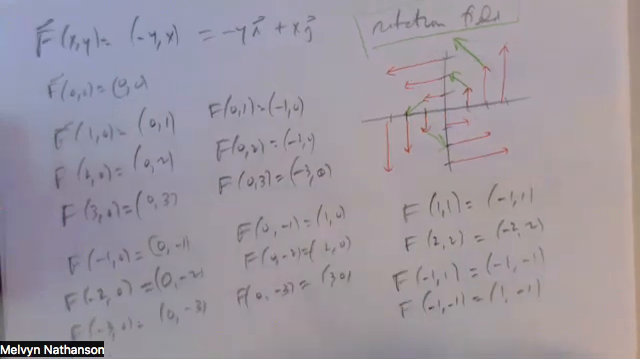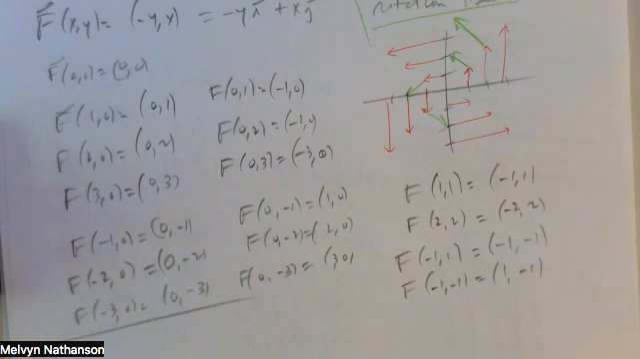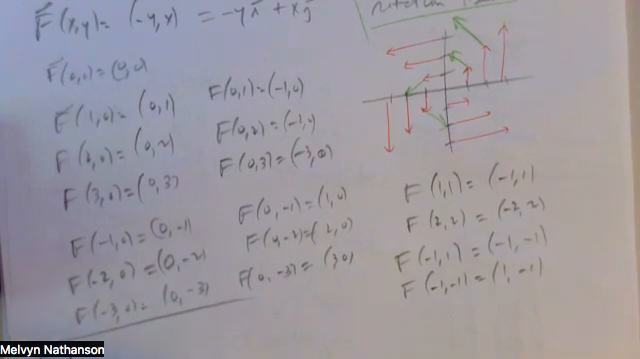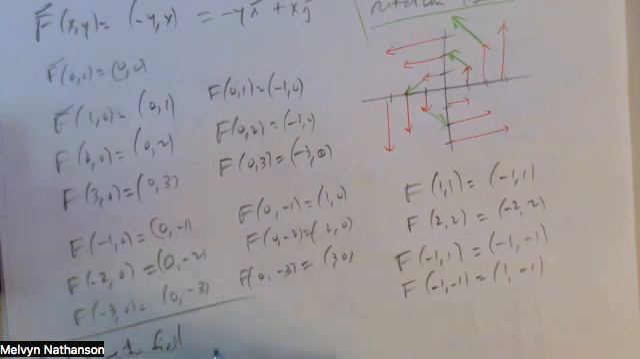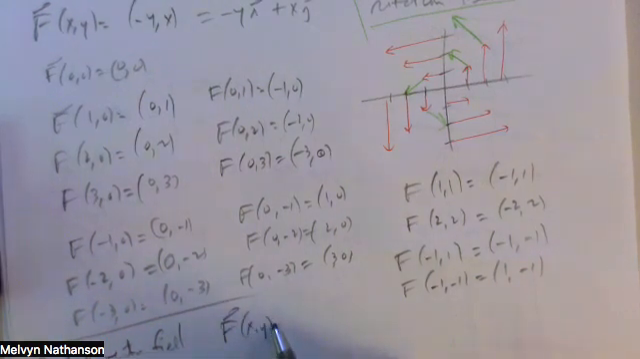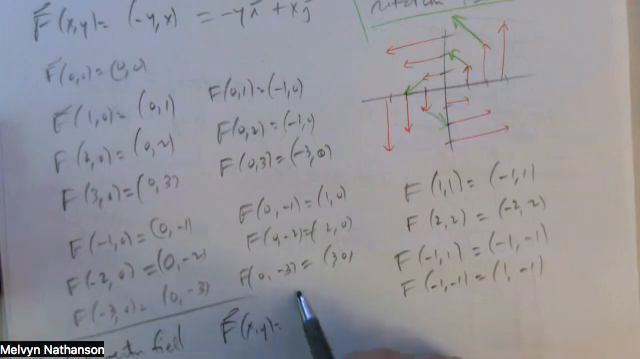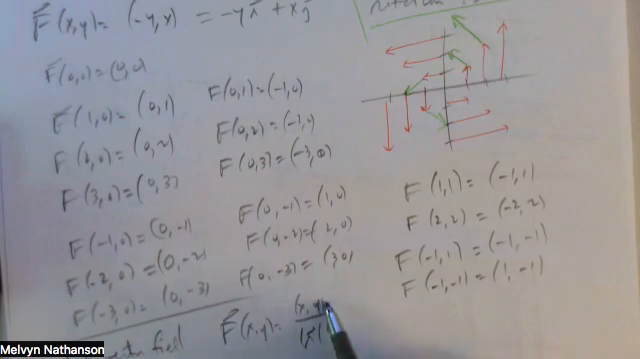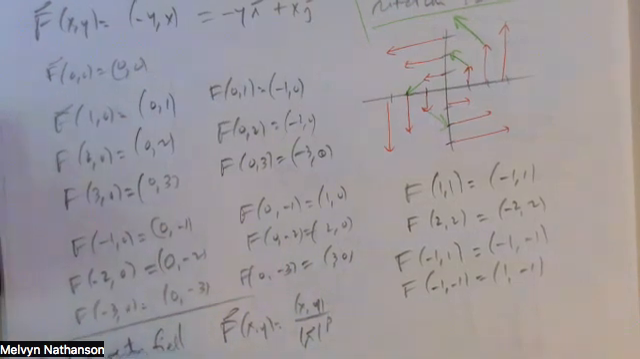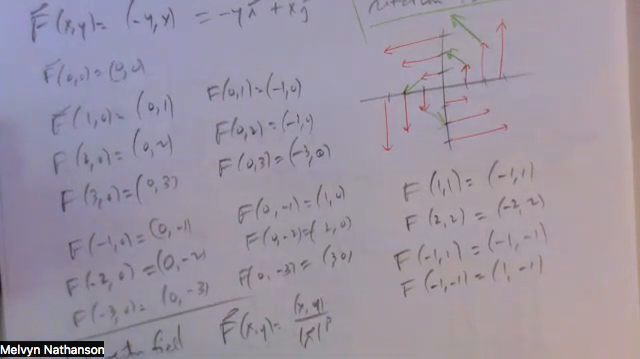And again, a radial vector field is a vector field F of x, y, which is equal to something proportional to the vector r. This is a special kind of radial vector field, where r is the vector x, y. That's a radial vector field.